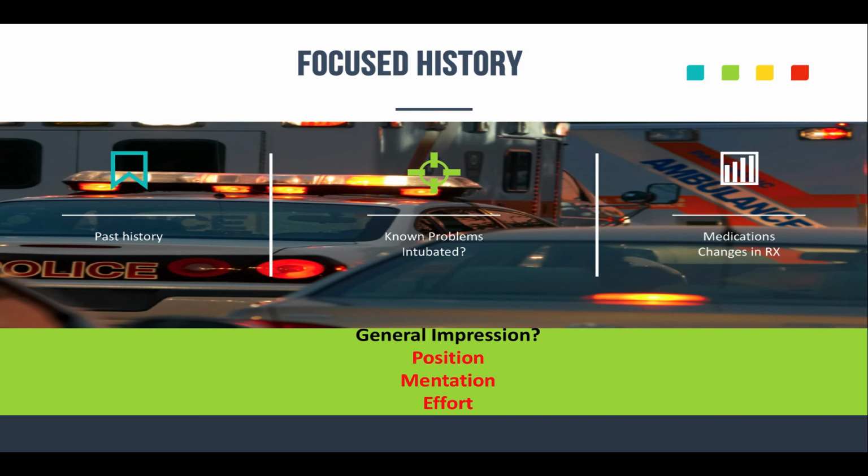And then we talk about mentation, their ability to speak, like I mentioned before. Can they speak in full sentences, only one or two words, or not able to speak at all because the breathing is so difficult for them? And what's their effort? Are they taking shallow breaths, deep breaths? Are they breathing rapidly? What's the appearance of their skin color? All these things tie into your general impression when you're doing your history on these patients, and you're getting into your focus history and taking a more global view of what's going on with the patient.